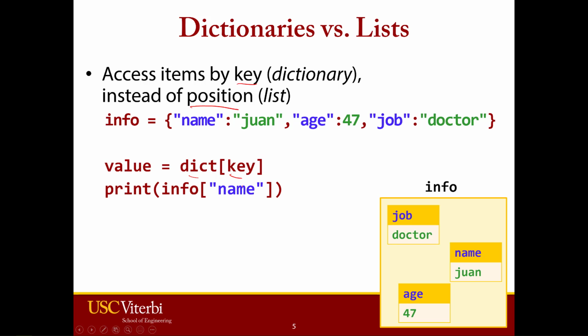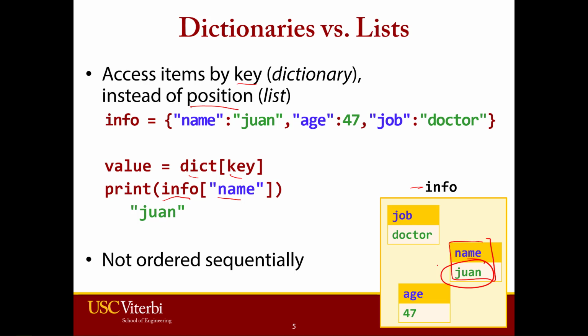So for example, if we want to print out info bracket name, that's going to look in the info dictionary. It's going to find the name key, and then it will retrieve the value, which is going to be Juan. That's the value stored at that particular key. Once again, these are not sequentially ordered, so you can mentally imagine they're just kind of thrown together in this grouping. They're not connected.